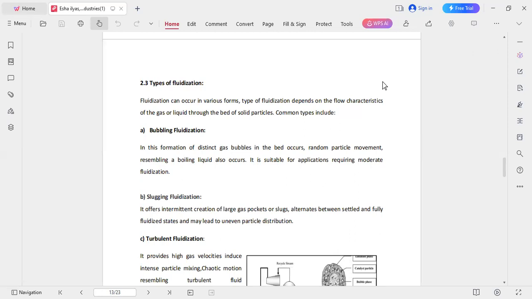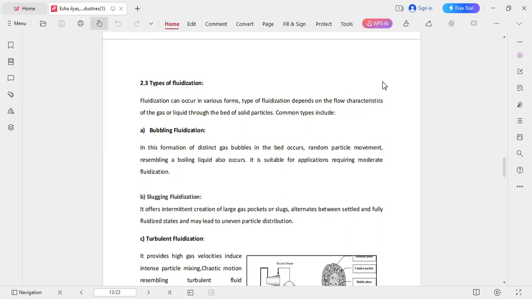In this, formation of distinct gas bubbles in the bed occurs. Random particle movement resembling a boiling liquid also occurs. It is suitable for applications requiring moderate fluidization. Number two, slugging fluidization. It offers intermittent creation of large gas pockets or slugs. They alternate between settled and fully fluidized states and may lead to uneven particle distribution.